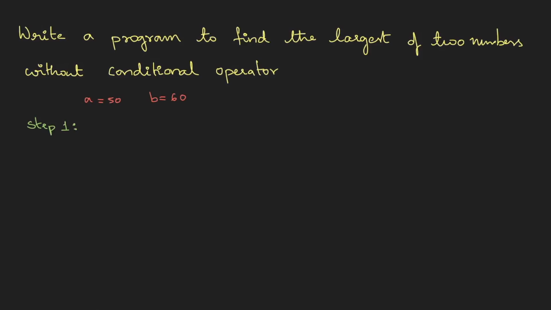Here step 1 is we need to do a subtraction, and I'll store it in a third variable Z, which is A minus B. If I substitute, it is 50 minus 60. Here we get Z as minus 10. So this minus is basically an indication. If we get a minus, it means that the first number is smaller, right? But there's no point of using an if.